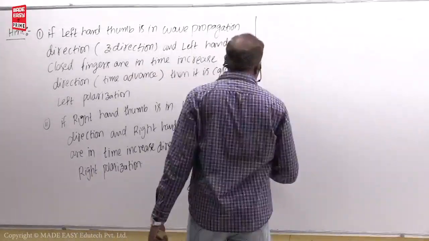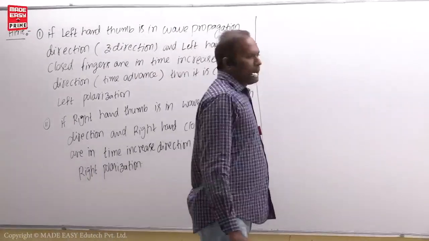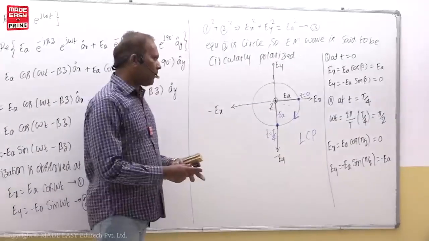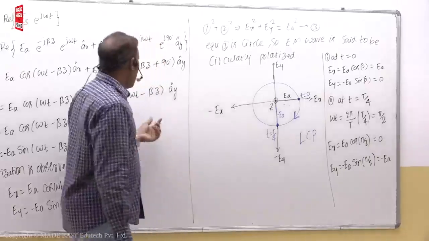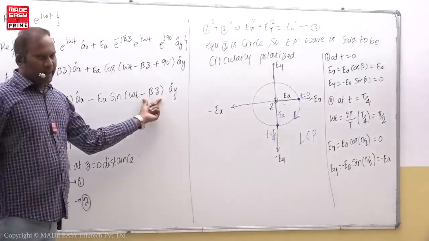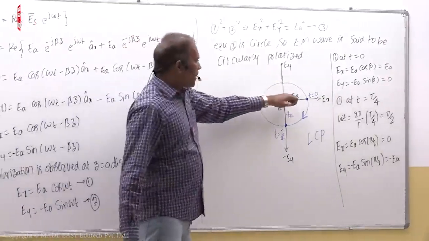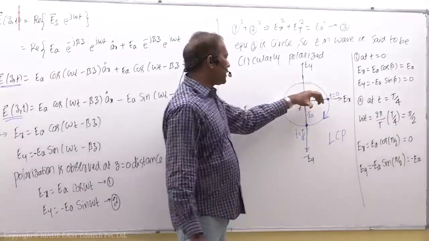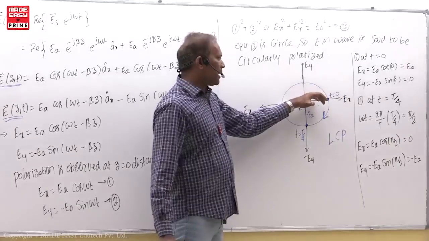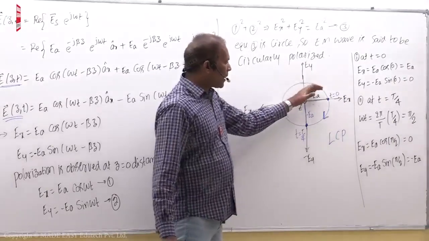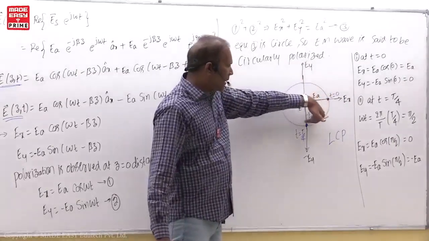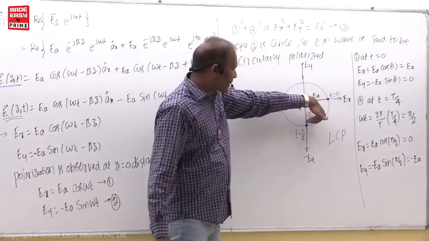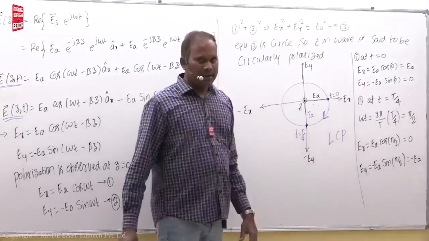So based on this, we have decided that this is left circular polarization. Once again I am telling why. Here the wave propagation direction is the z direction. In this diagram, the z direction is out of the board. Put the left hand thumb in the z direction, that means the wave propagation direction. Then the left hand closed fingers are in the time increasing direction. Time t0, T by 4, time is increasing in this direction. So it is left circular polarization.